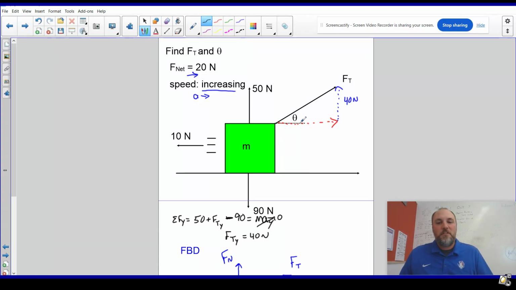I can also find the horizontal component by summing the horizontal forces. The only two that I'm seeing are the horizontal component of tension and the 10 newtons of friction.